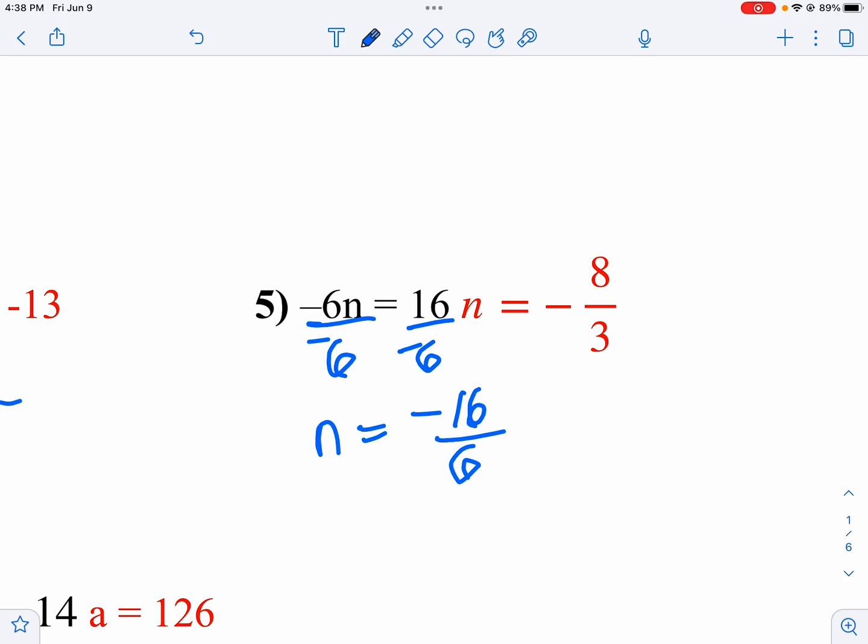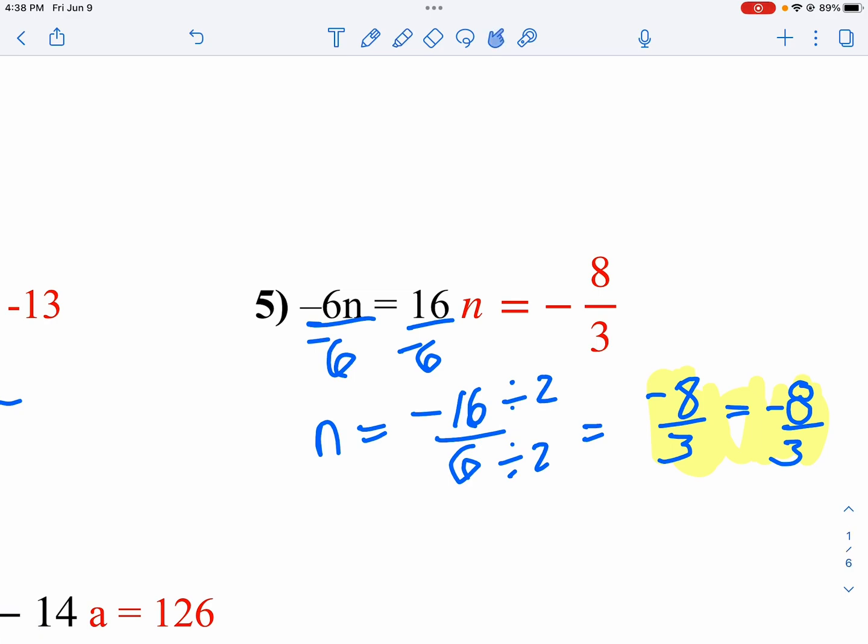Now, we're not done because you want to simplify that. Notice 2 goes into both of these. So we get negative 8 over 3. If you want it as the opposite of 8/3, that's what I was talking about. Either way is correct. I'm fine with either. In fact, you can put 8 over negative 3. I just don't like it, but it's not wrong.